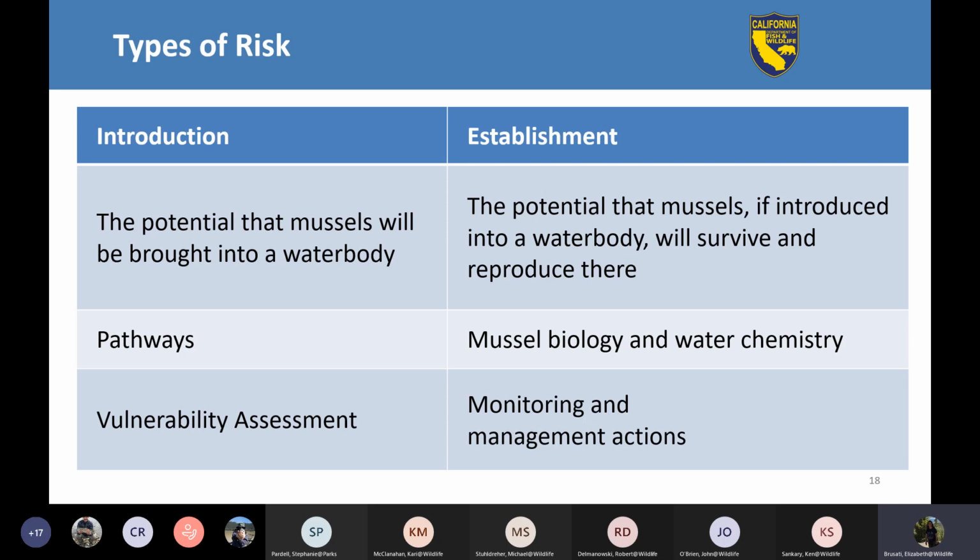And when you're looking at the risk of establishment, however, you're thinking about the potential that mussels, if they get introduced, would then be able to survive and reproduce. And so that depends on the mussel biology in relation to your water chemistry. And that's going to influence the monitoring and management actions that are appropriate for your reservoir.